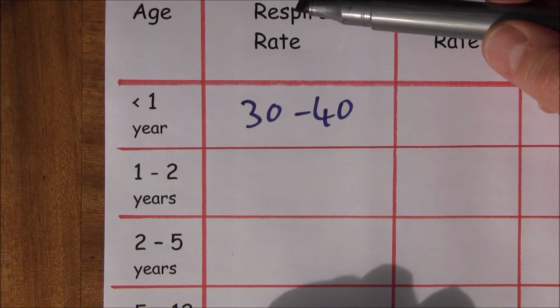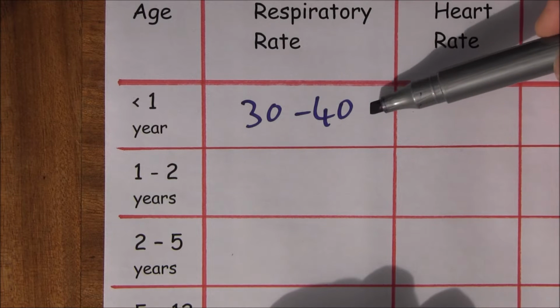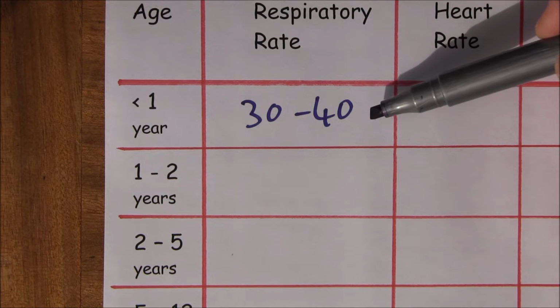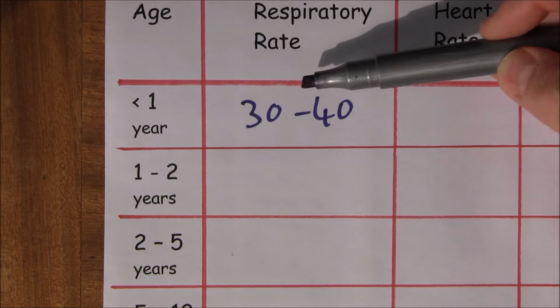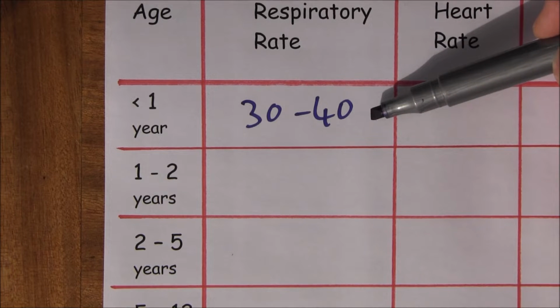Now, young children breathe more with their diaphragms than with their ribs and intercostal muscles. Their breathing is often described as diaphragmatic. For this reason, it's often easier to count the respiratory rate by watching the abdominal movements as the tummy goes up and down, rather than trying to watch the chest movements.